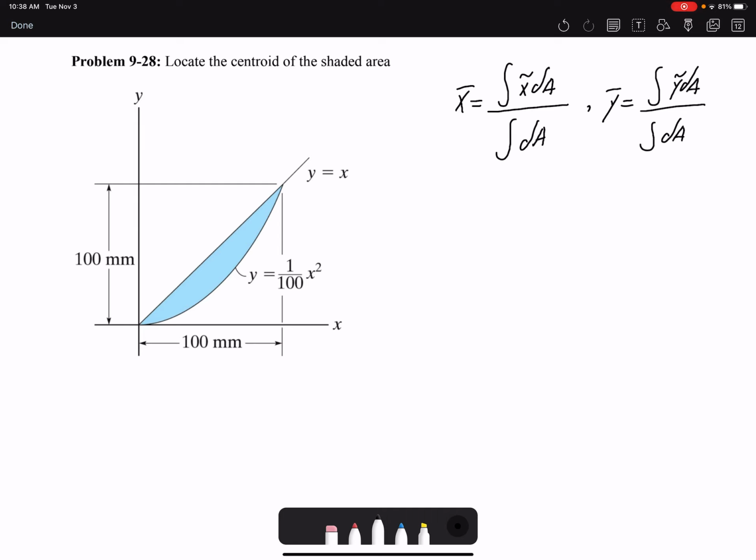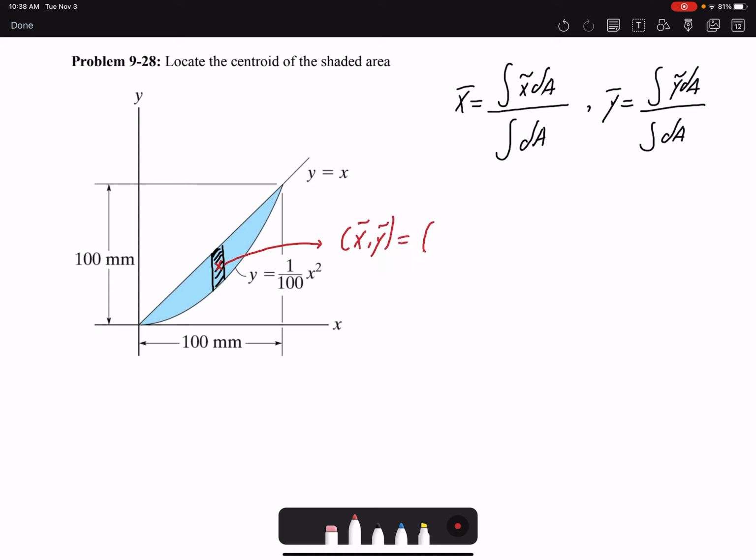Because we want to find the centroid of an area, our differential element should be an area as well. So I'm going to select this rectangle as my differential element. It's not a perfect rectangle, but because a differential element is a small area, we can assume it's a rectangle. My first task is to find the center of this rectangle, because the centroid of a rectangle is its center. So x tilde and y tilde.